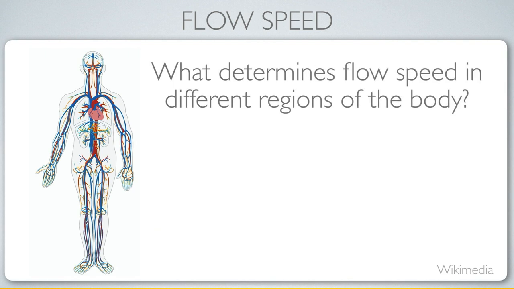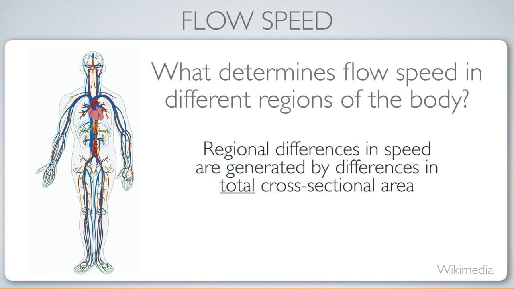So, the question was, what determines the flow speed in different regions of the body? The answer comes from a consideration of the law of continuity. Regional differences in speed are generated by differences in the total cross-sectional area.